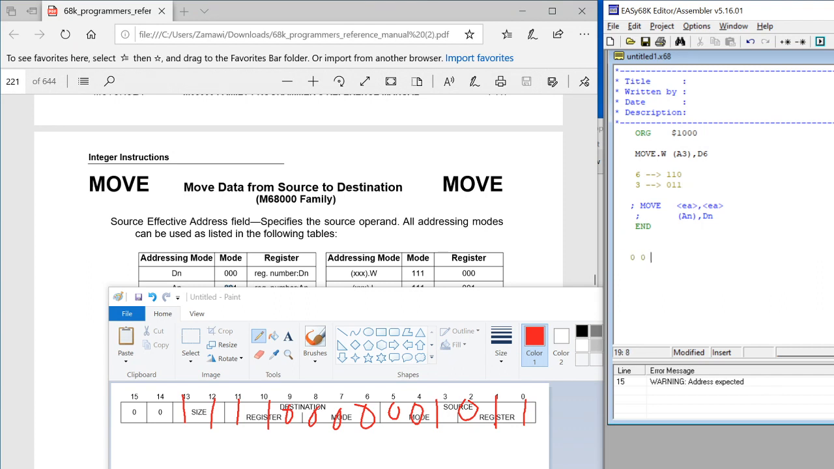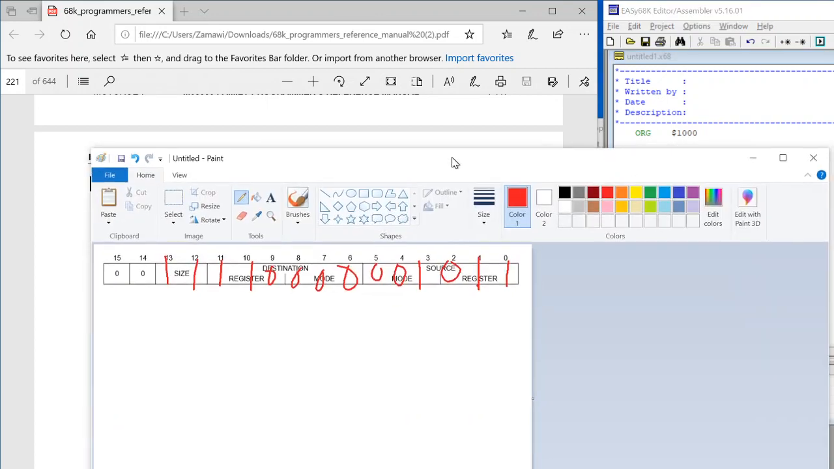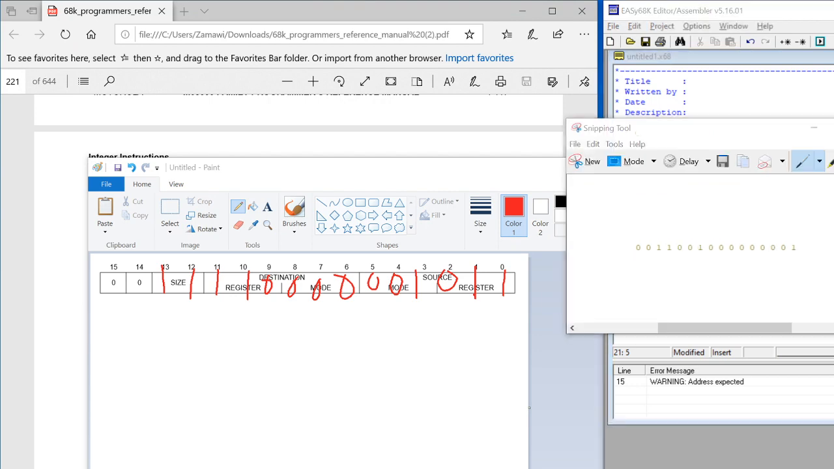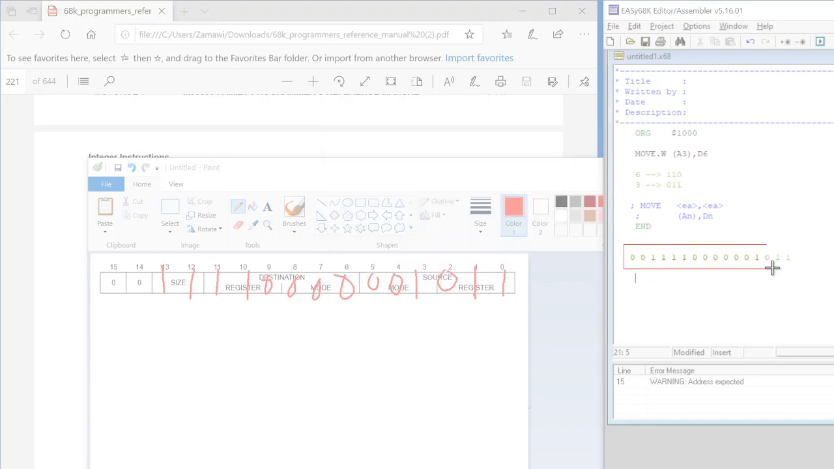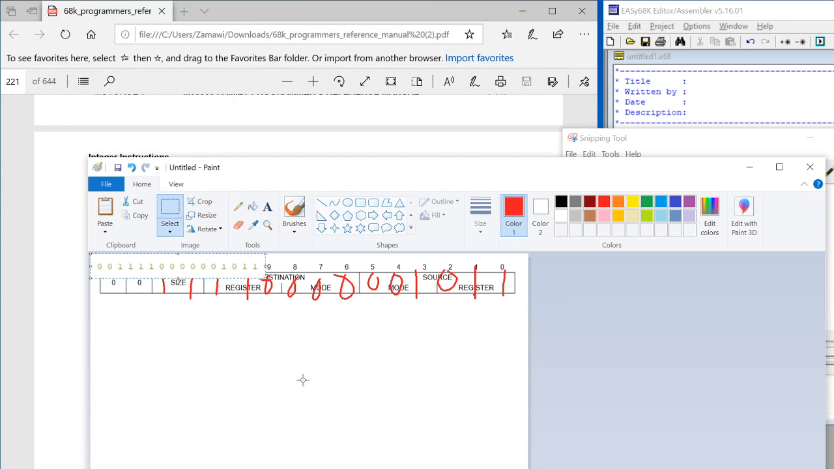So the final instruction format value will be 0011 1100 0000 1011. Let me count this one: 1, 2, 4, 6, 8, 10, 12, 14, 16. So it's 16-bit size. So you're going to convert it to hexa numbers. We divide it into sections: 1 2 3 4, 1 2 3 4.